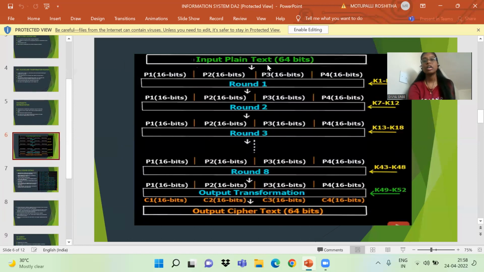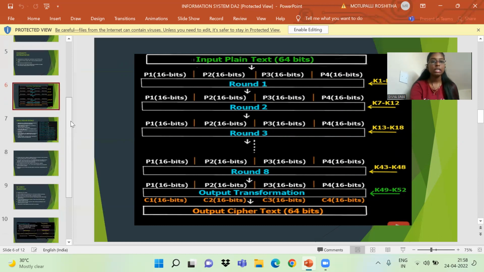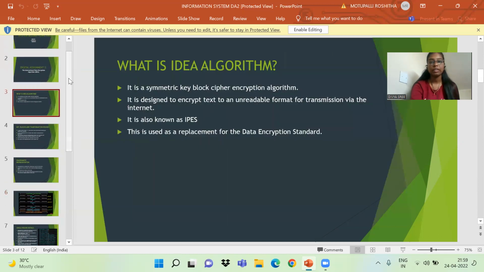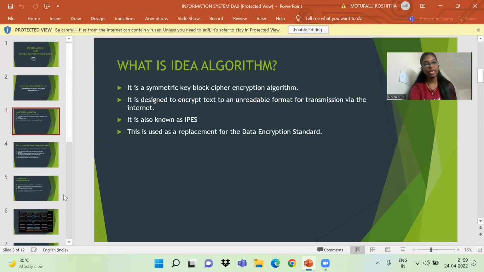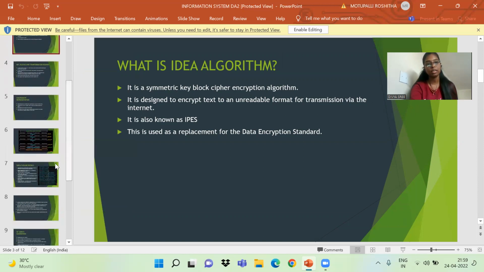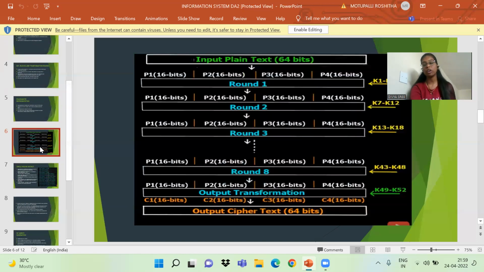That is, a 64-bit plaintext is converted into a 64-bit ciphertext with the help of these round functions as well as the key generation. With the help of keys in each and every round, we encrypt the plaintext into the ciphertext. So this is the IDEA algorithm. It is also a symmetric key algorithm, so in the same way we can also do the decryption algorithm, in a reversible manner.